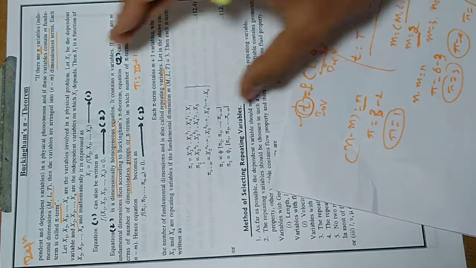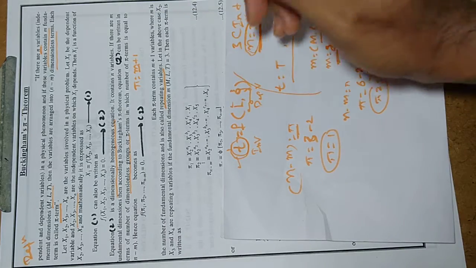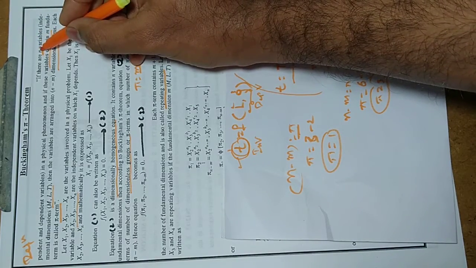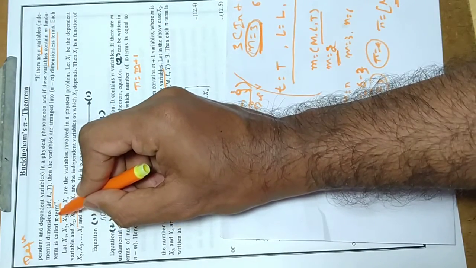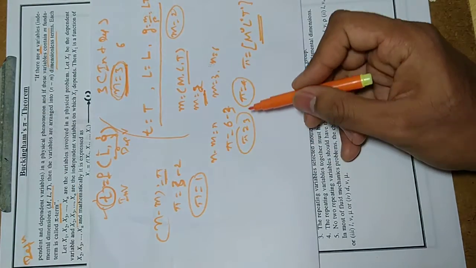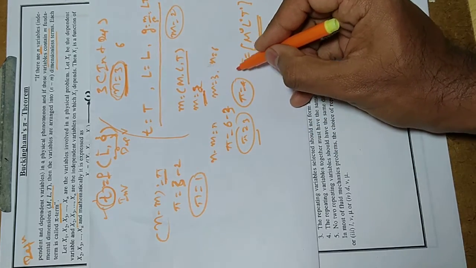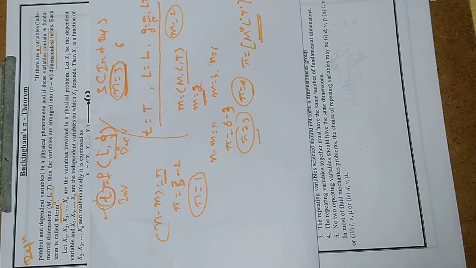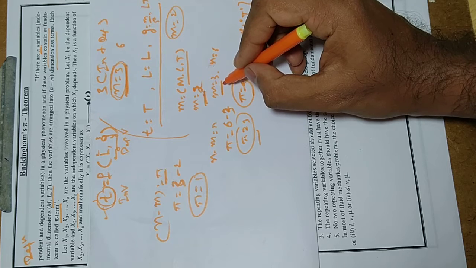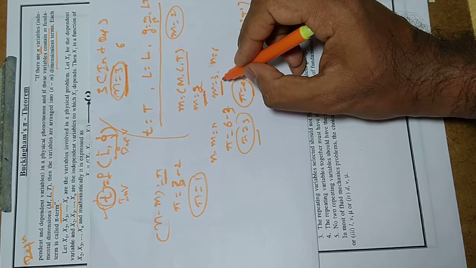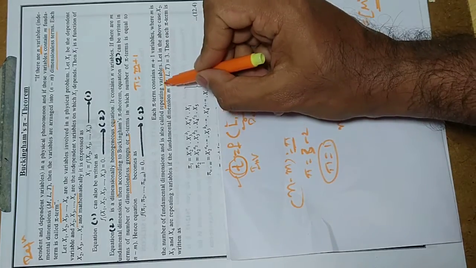Okay, this is the procedure. When you are solving this, you're going to understand. One more important thing: right now, you know what is meant by m. N minus m gives the pi terms. If it is 6 and 3, pi becomes 3. If n is equal to 7, 7 minus 3, pi becomes 4. One more very important thing: this m is called the fundamental dimensions, and it is also called the repeating variables.